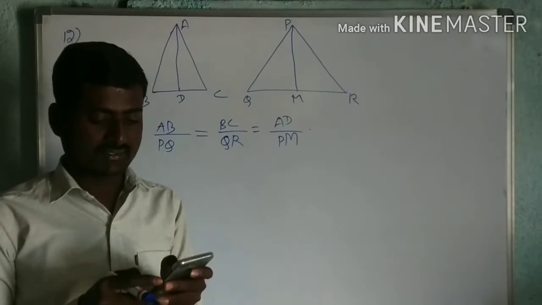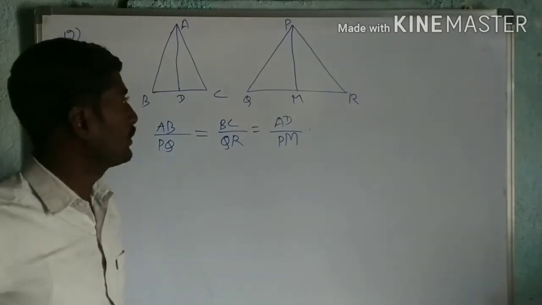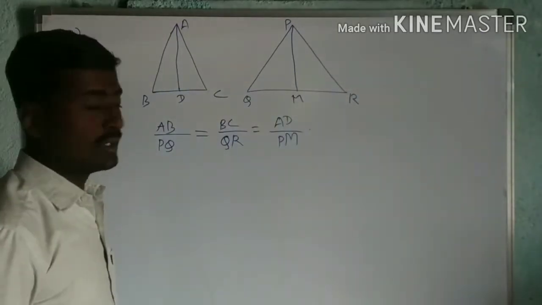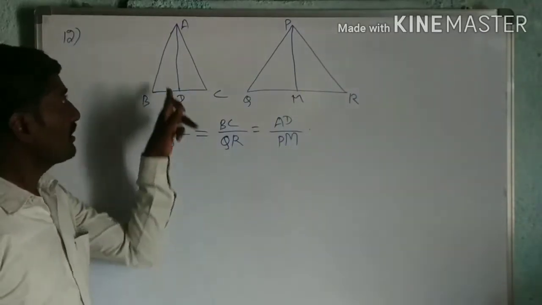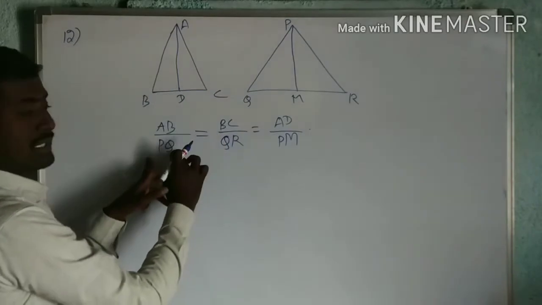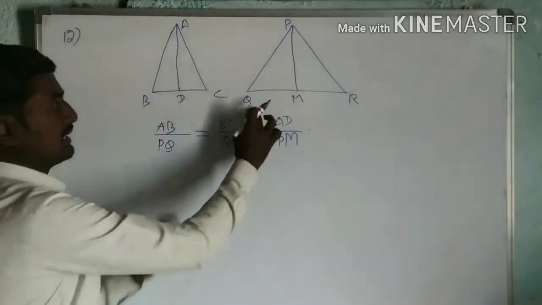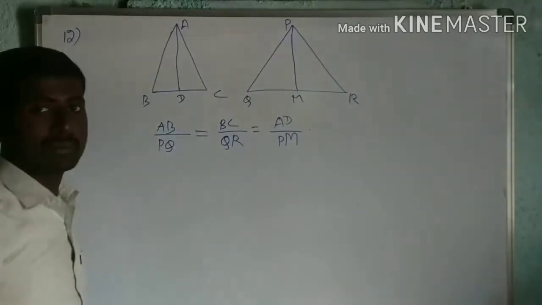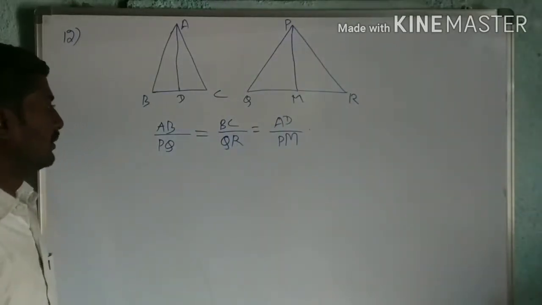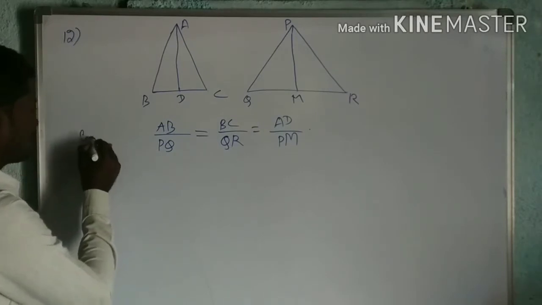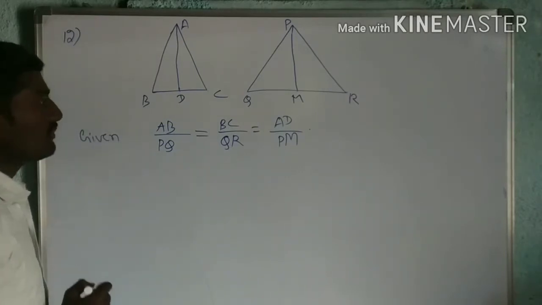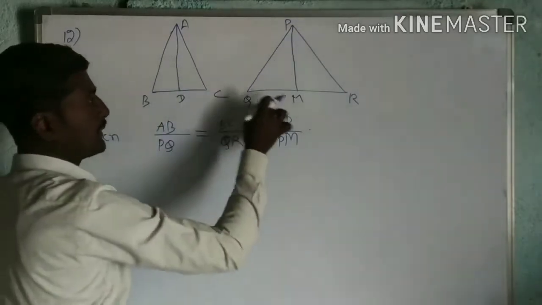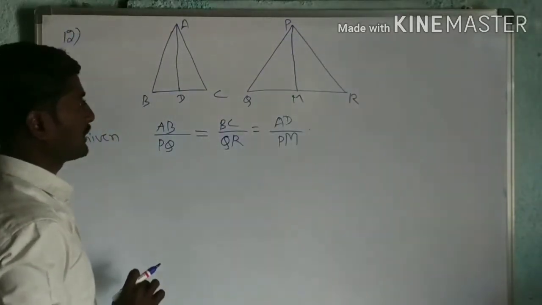Proportional to the sides. Next, we have to prove that ABC is similar to PQR. Once again, concentrate here. AB, PQ are proportional to each other. Then BC, QR are proportional. Then the median AD and PM are proportional to each other. So this is what is given. I want to prove that ABC is similar to PQR.